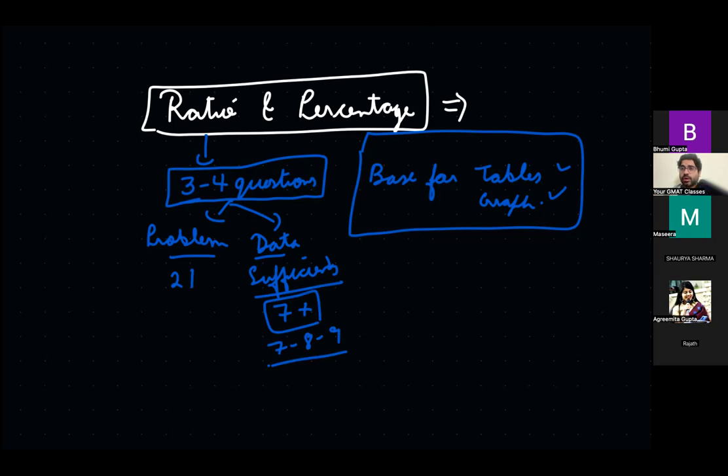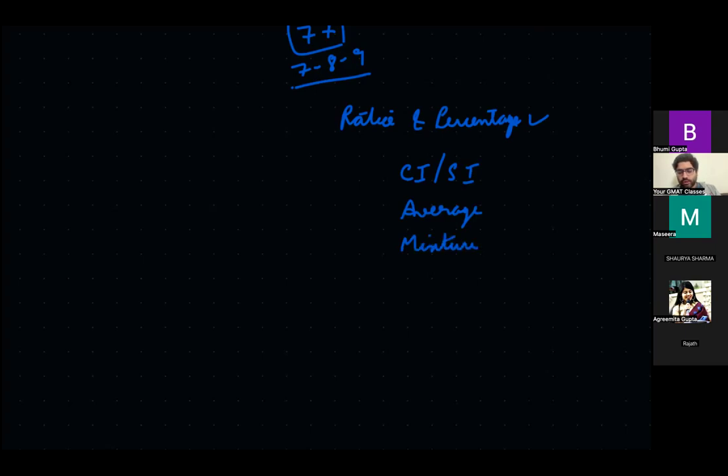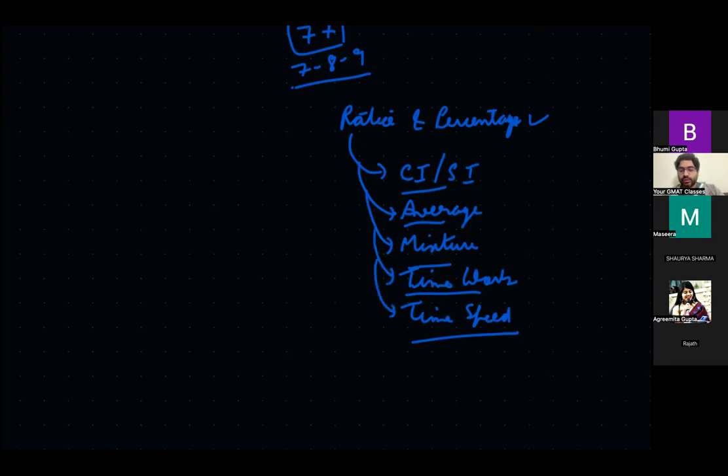This is also a base and intro for all arithmetic topics. So if you are good with ratio and percentage, then you understand CISI, you understand average, you understand mixture, you understand time and work, and you understand time and speed, because the base for all these topics is ratio and percentage. If you've truly understood this, all these topics will be like a cakewalk for you folks.